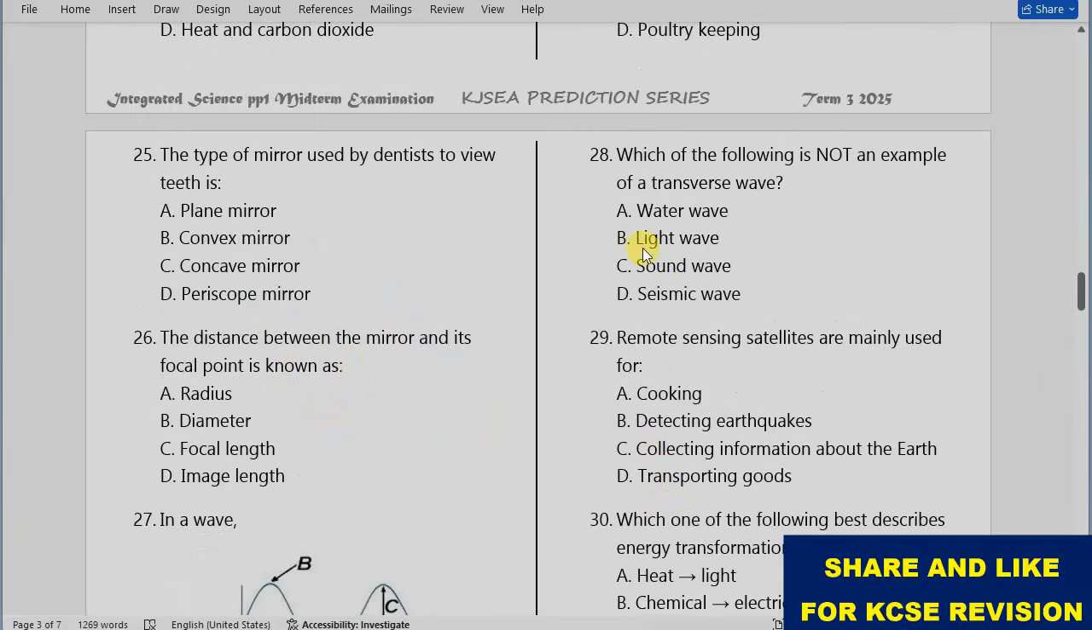Number 28. Which of the following is not an example of a transverse wave? Sound wave is not an example of a transverse wave. The rest are examples.